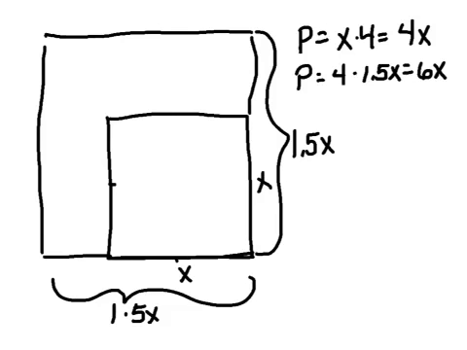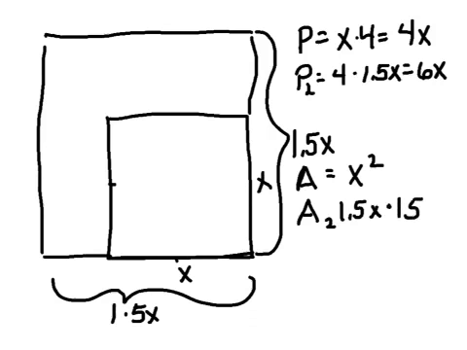What happens to the area? The area of the first square, we'll call the second one square 2, is equal to x times x, or x squared. The area of the second square is equal to 1.5x times 1.5x. Okay, and 15 times 15 is 225. So we have area 2 is equal to 2.25x squared.